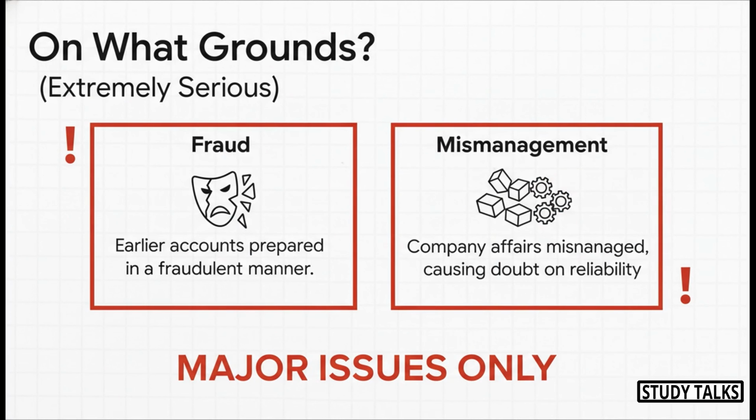And look, we're not talking about a tiny calculation error. The grounds for this are huge. The application has to claim either that there was outright fraud in the accounts or that the company was so badly mismanaged that you just can't trust the financial statements at all. You have to remember, Section 130 is like the nuclear option. It's saved for when there's a major problem with integrity.